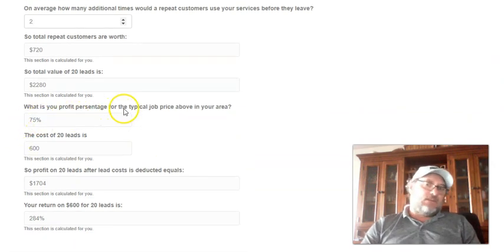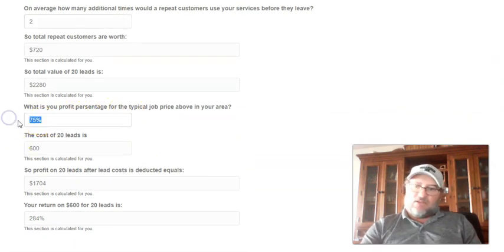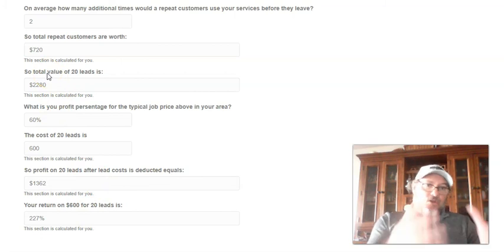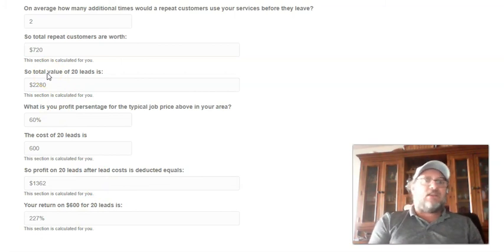What is your profit percentage? Well, let's bump that back to, say, 60%, right? The cost of 20 leads is 600. The profit on it is 1362. You're making a 227% return, and that's guaranteed if those numbers come true. So it just shows you, when you know how to work this out, you can easily see how these campaigns are profitable.